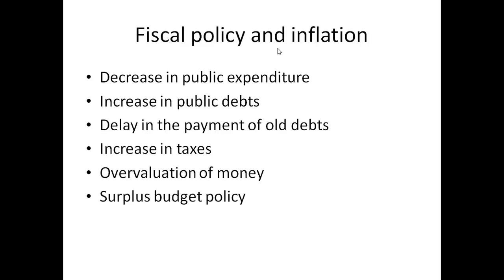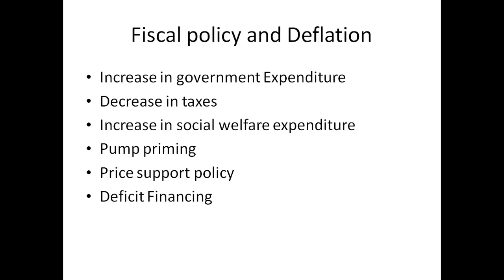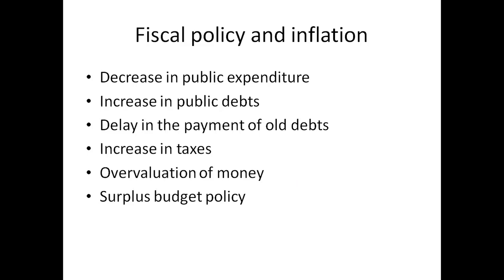Overvaluation of money. One of the causes of inflation is devaluation of the currency. Hence, to check inflation, it is essential to overvalue it, which means imports will increase and exports diminish. Then we have surplus budget policy. It means people will have less purchasing power when the revenue of the government is more than the expenditure. As a result, demand and price level will fall.